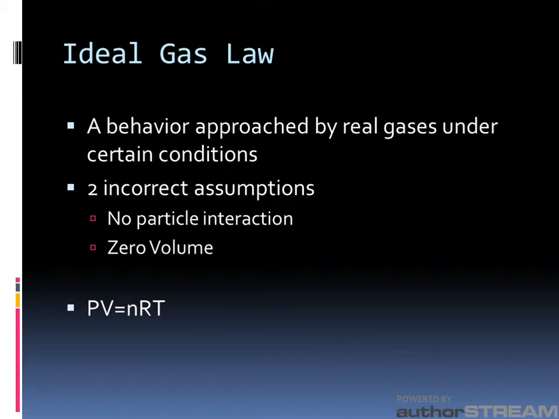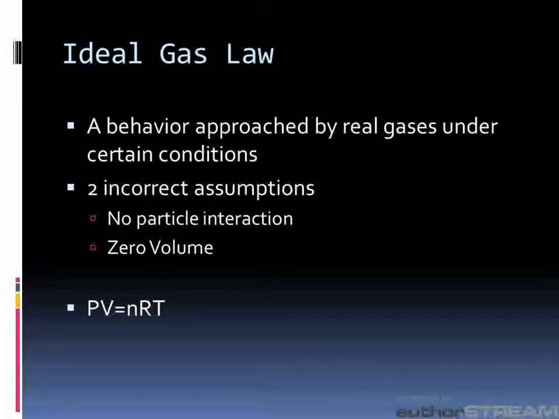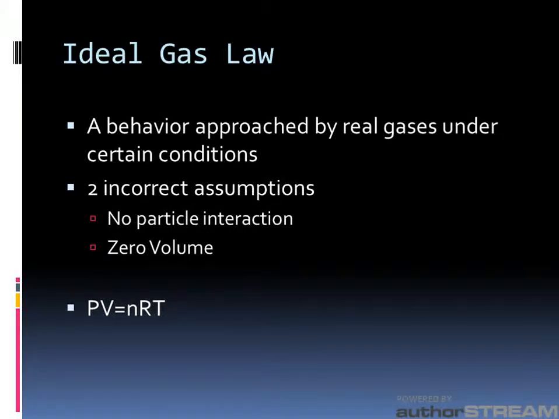To understand real gases, we must first understand ideal gas. An ideal gas demonstrates the behavior approached by real gases under certain conditions. However, there are two incorrect assumptions in the ideal gas law. They assume that there will be no particle interaction and zero volume.